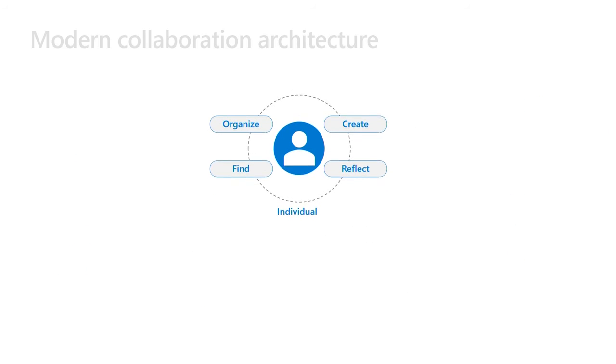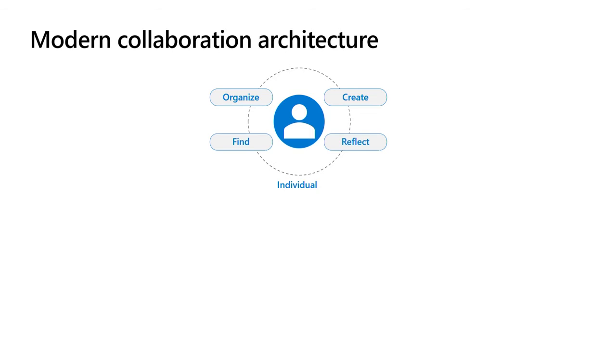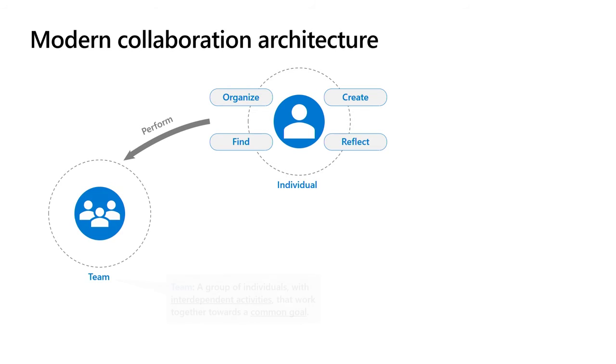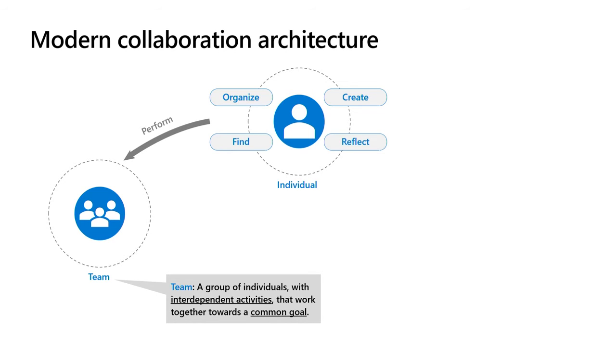And it's great for individuals to be productive, but over time, you do need to work with other people. So you can expand your ability to have an impact. And this is where I'd like to introduce you to the concept of a team. A team is defined as a group of individuals with interdependent activities that work together towards a common outcome. Right? Which means just because you all report to the same manager doesn't necessarily mean you're a team. Not unless you have interdependency in your work.